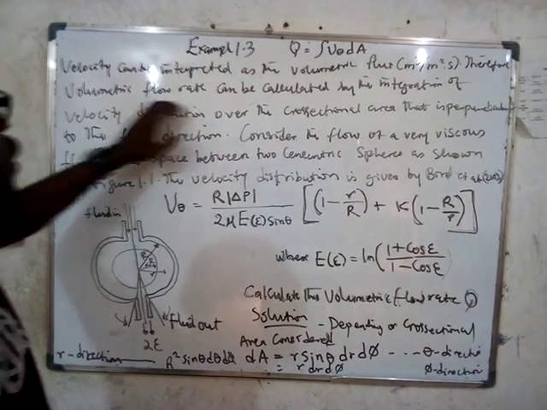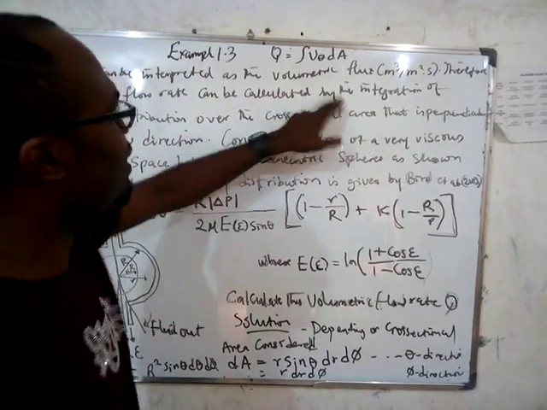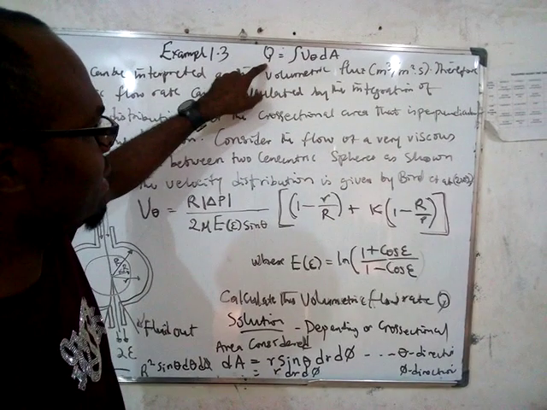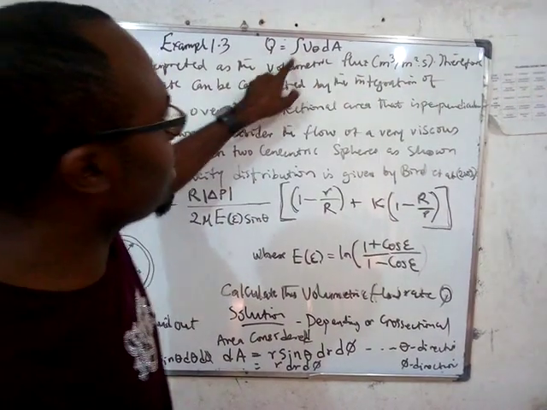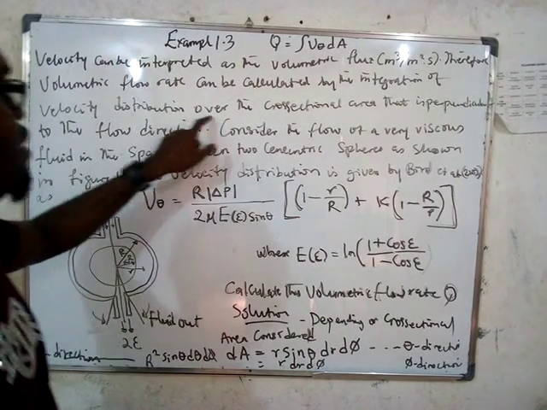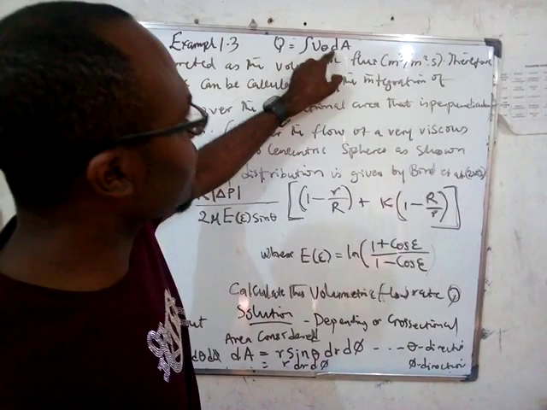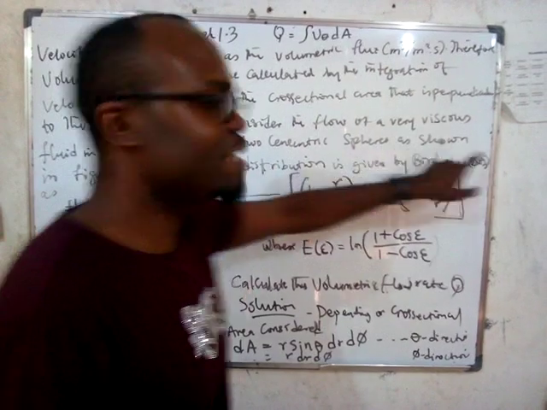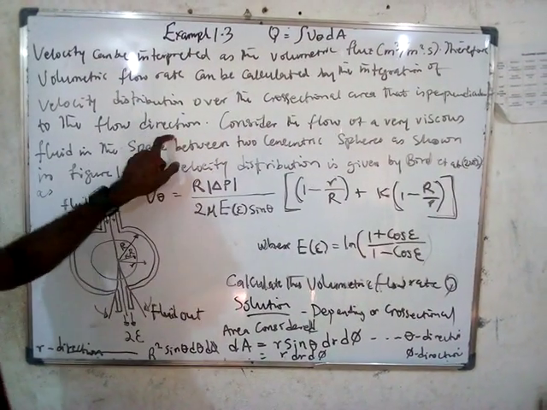Therefore, volumetric flow rate can always be calculated by the integration of the velocity distribution over the cross-sectional area that is perpendicular to the flow direction.